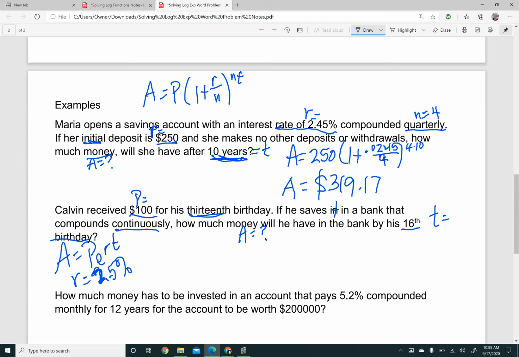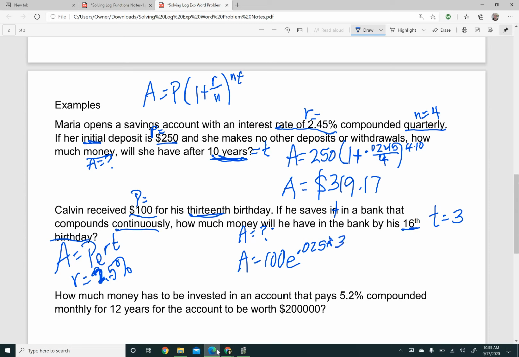And then do we know what T is? Well, it started on his 13th birthday and now it's his 16th birthday. So T is 3 years, right? So P is 100. So A equals 100 E to the R, which I forgot to put in this problem, 0.025 times 3. Right? Let's put a times sign there, 3.